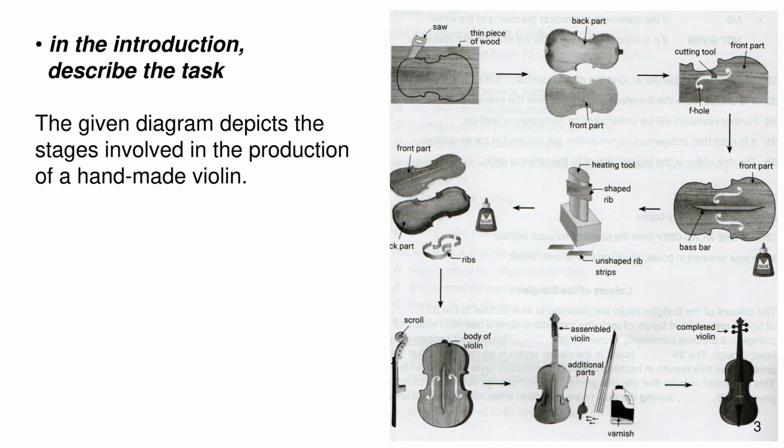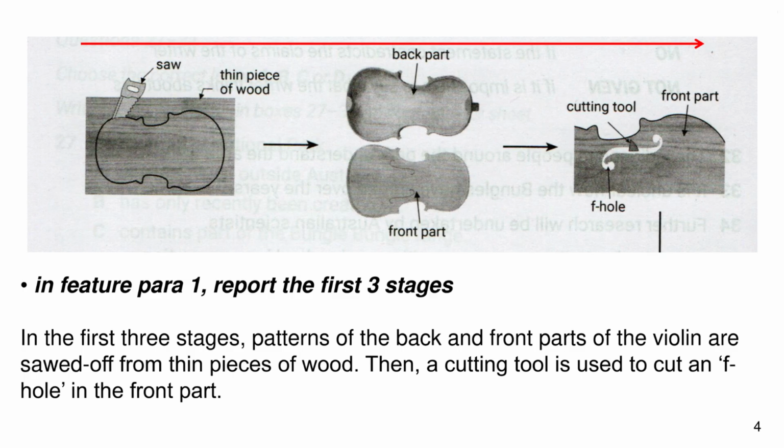In the introduction, describe the task. The given diagram depicts the stages involved in the production of a handmade violin. In feature para 1, report the first 3 stages. In the first 3 stages, patterns of the back and front parts of the violin are sawed off from thin pieces of wood. Then, a cutting tool is used to cut an F hole in the front part.